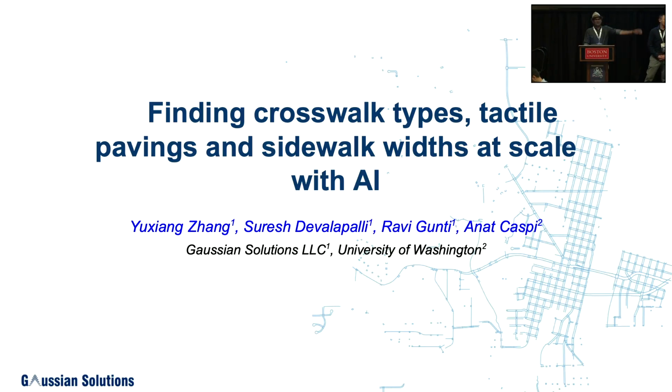Hi, folks. My name is Suresh Devalapalli, and this is Ricky. We are from Gaussian Solutions. We work in collaboration with Tasker Center, Amy right there at the University of Washington. Today, we are here to present our work that we did with the state of Washington to map their pedestrian infrastructure. There's a talk tomorrow that will go into more details, but today it's about finding the crosswalk types and tactile pavings and sidewalk widths.